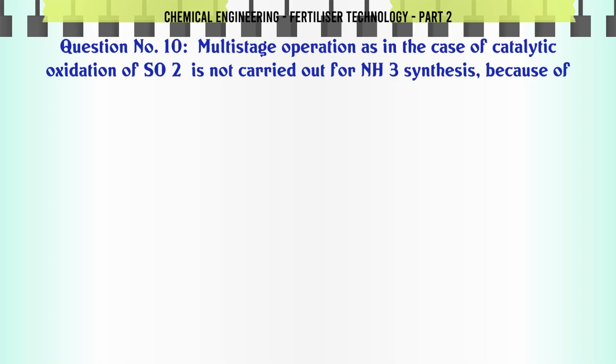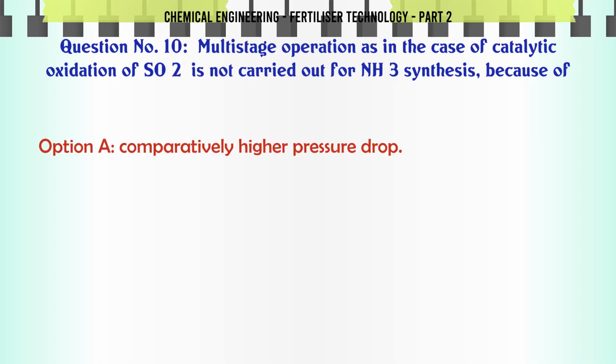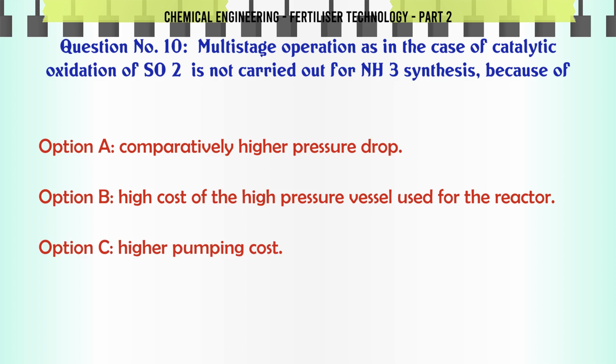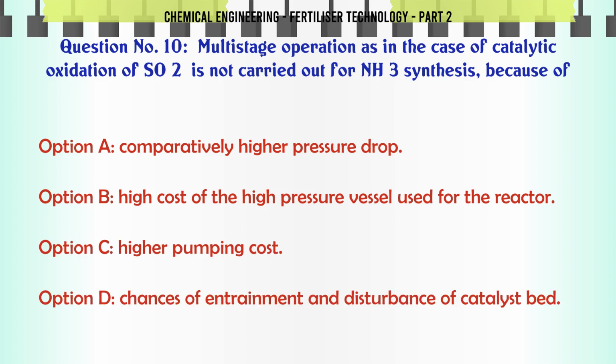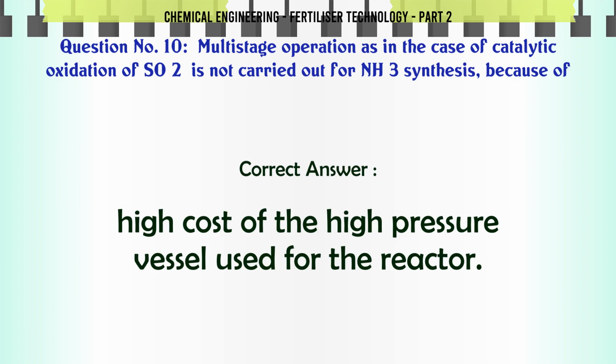Multistage operation, as in the case of catalytic oxidation of SO2, is not carried out for NH3 synthesis because of A. comparatively higher pressure drop, B. high cost of the high pressure vessel used for the reactor, C. higher pumping cost, D. chances of entrainment and disturbance of catalyst bed. The correct answer is high cost of the high pressure vessel used for the reactor.